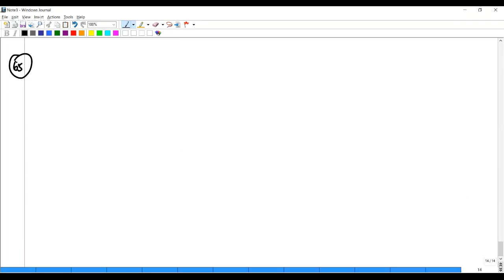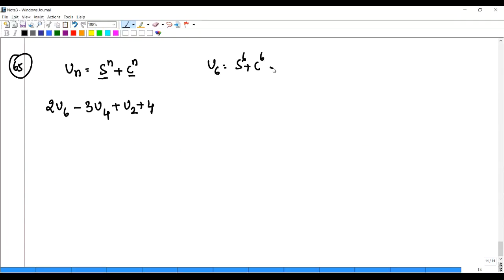If un equals sine to the power of n alpha plus cos to the power of n alpha, then the value of 2u6 minus 3u4 plus u2 plus 4 is what he is asking you. Now u6 is nothing but sine square cubed plus cos square cubed. You can take it as s square plus c square whole cube minus 3s square c square into a plus b. That is only 1. So you can take it as 1 minus 3 s square c square.